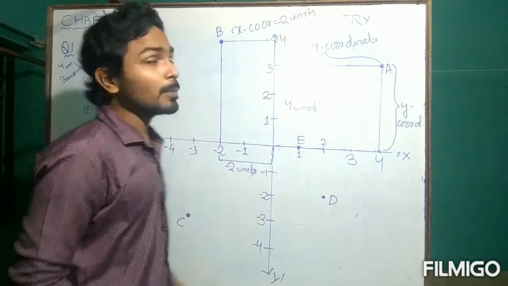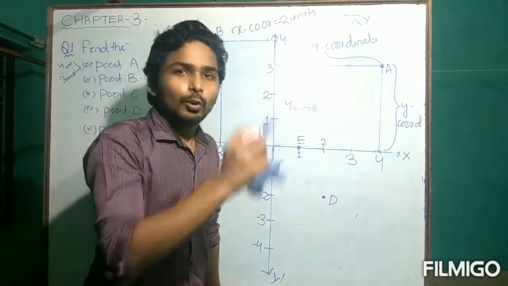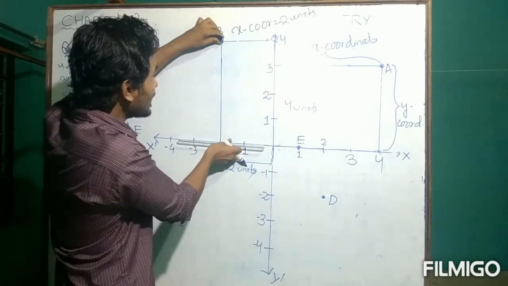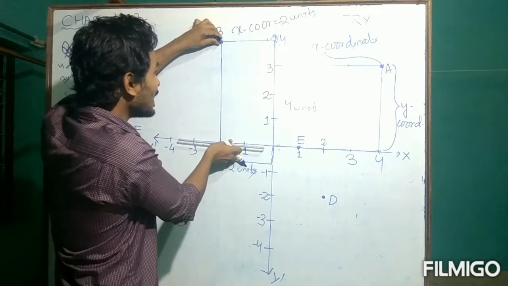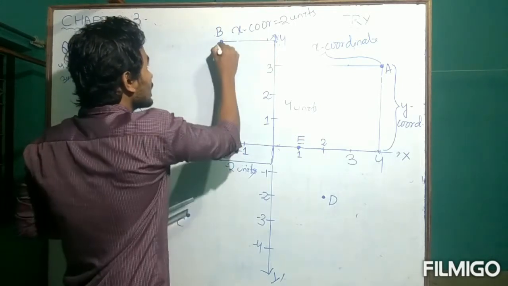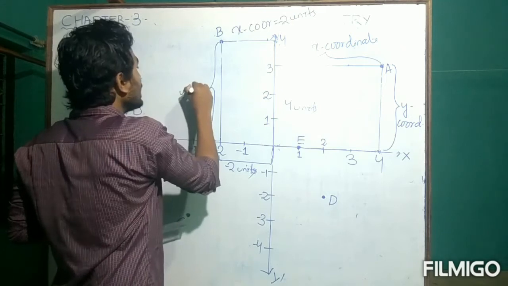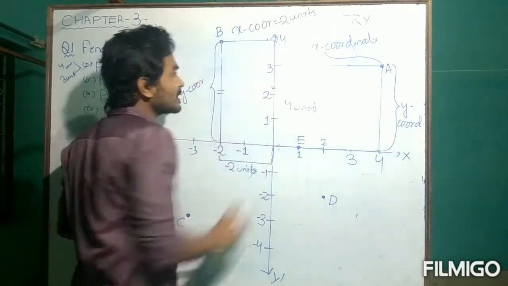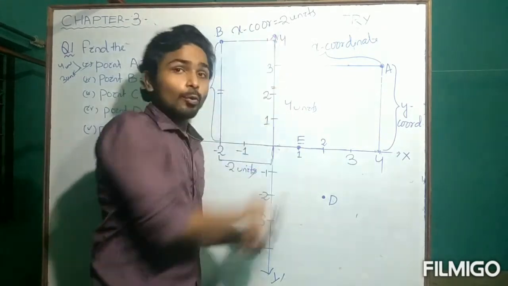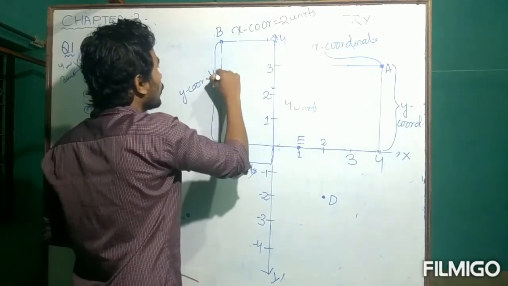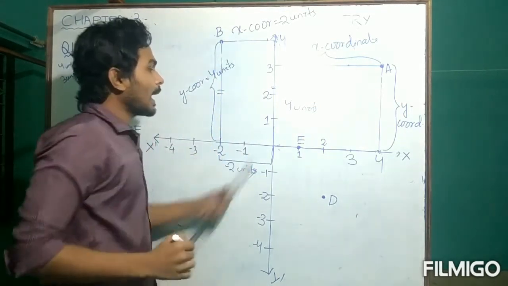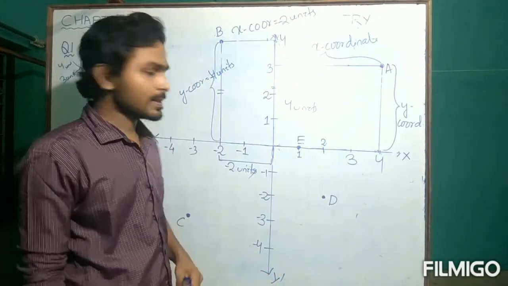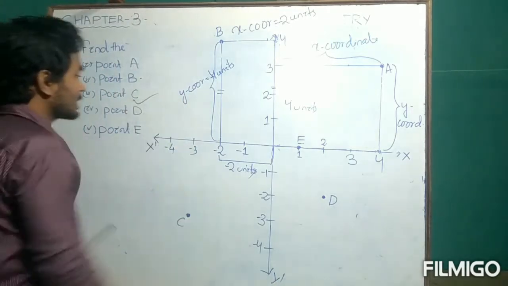As you know, the y coordinate means the perpendicular distance from the x-axis to the point. Since this is the point and this is the x-axis, this perpendicular distance is the y coordinate. Understood? This distance is equal to this distance, and it is about 4 units. Hence the y coordinate is 4 units, and it is towards the positive direction of the y-axis, so you can write the y coordinate is plus 4 units. Clear? Now coming to the point C.